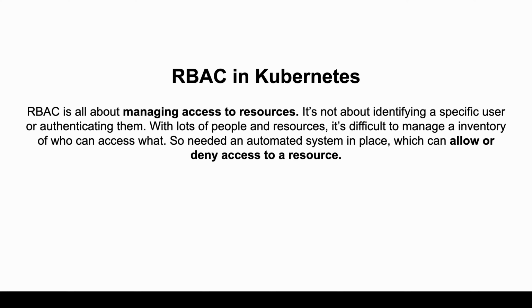So in short, RBAC in Kubernetes is a mechanism that regulates access to resources based on roles assigned to users or service accounts. It ensures that only authorized entities can perform specific actions on resources like pods, deployments, stateful sets, daemon sets, or secrets, etc. So this is a simple definition of RBAC in Kubernetes.